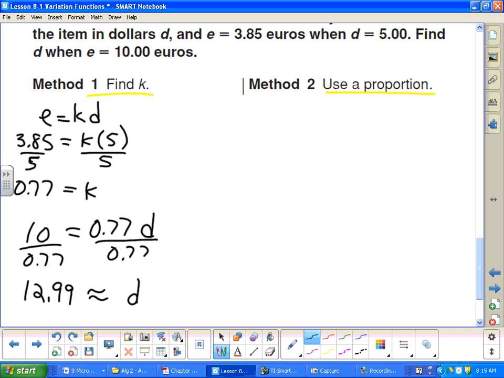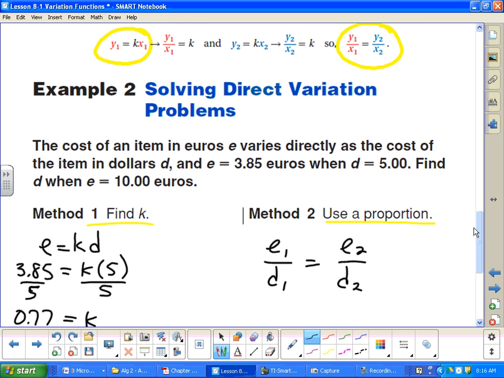The other method of doing it is by using a proportion. And you'll probably find that the proportion method is a little bit quicker, because you just set up a proportion, then we cross multiply. So we'll set it up first. In a direct variation proportion, it is set up in this manner: y sub 1 over x sub 1 equals y sub 2 over x sub 2.